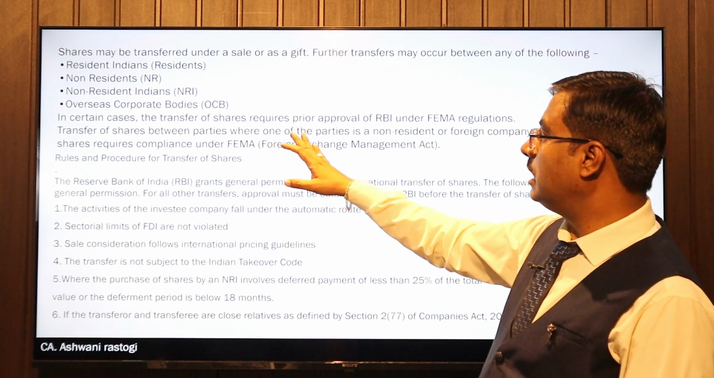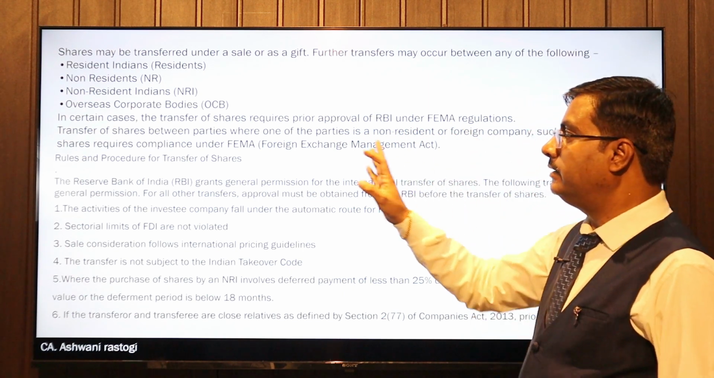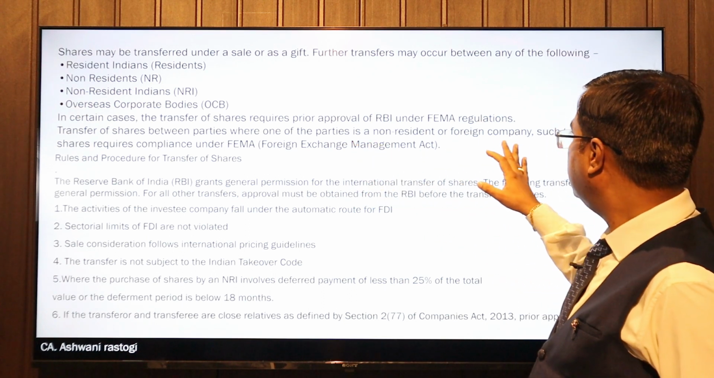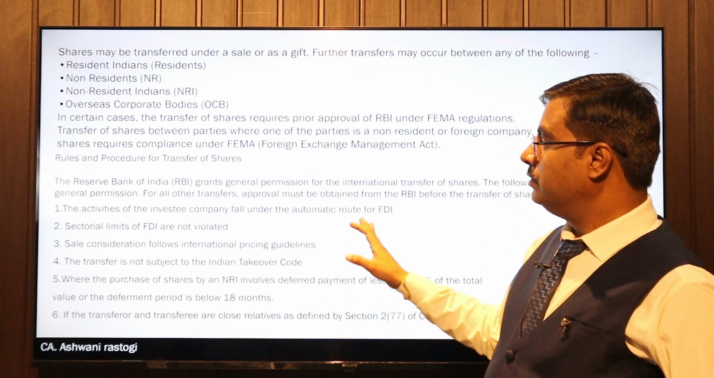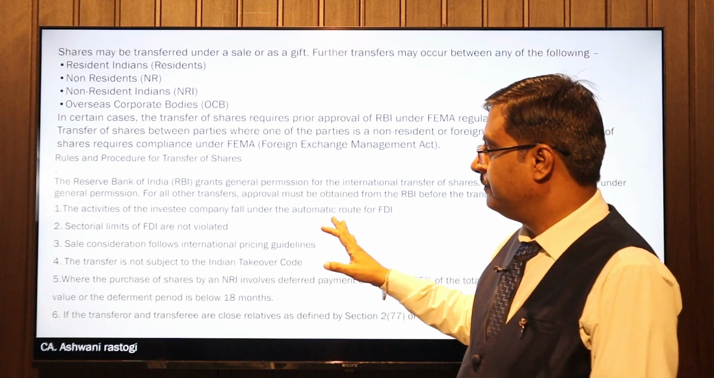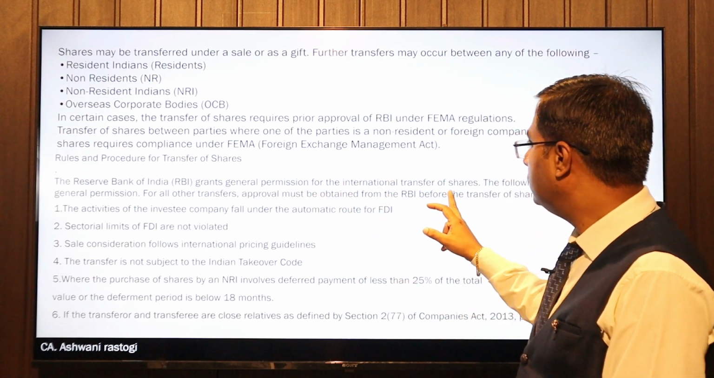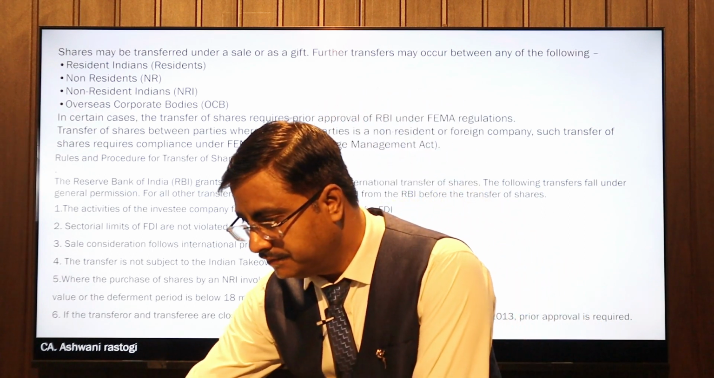In certain cases, transfer of share requires prior approval of RBI under the FEMA. Transfer between the parties where one of the parties is non-resident and foreign company, such transfer is as per the FEMA. So, the rule and procedure for transfer of share. The RBI grants a general permission for transfer of share. Right? This is a general permission.